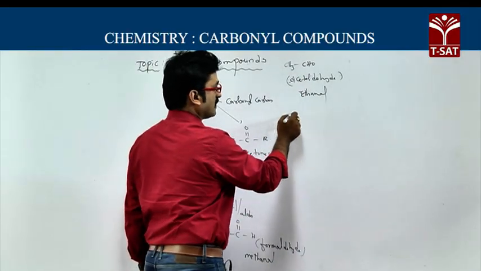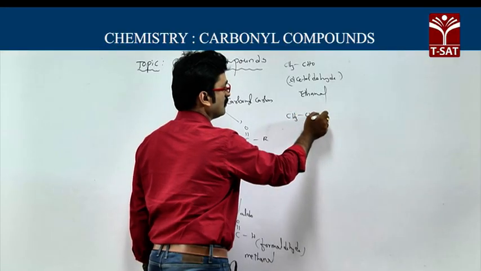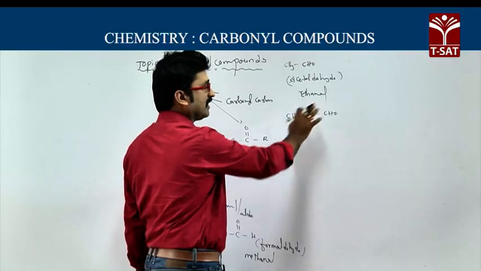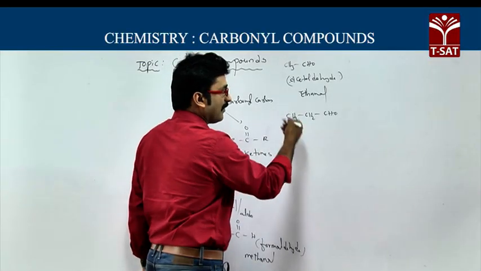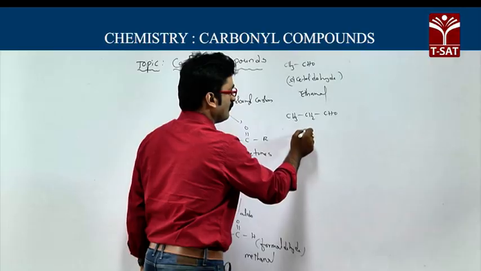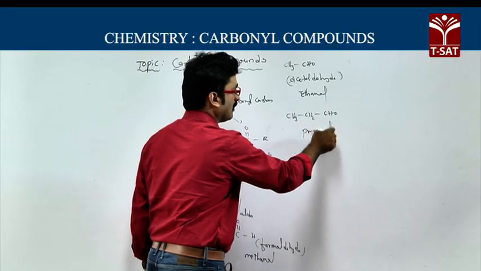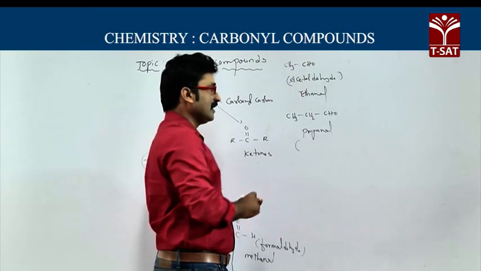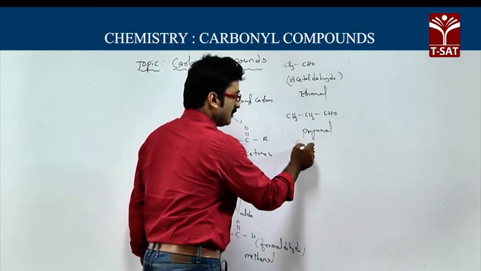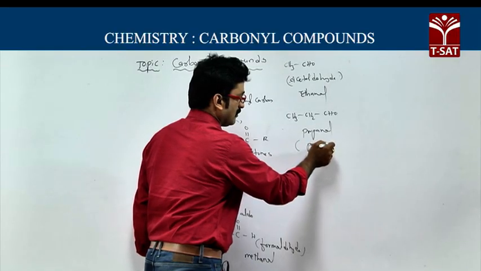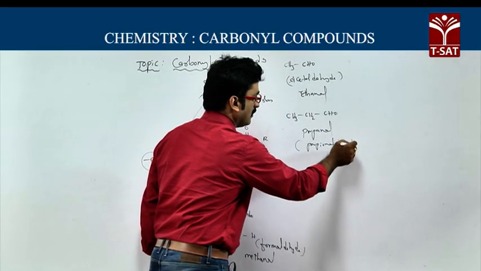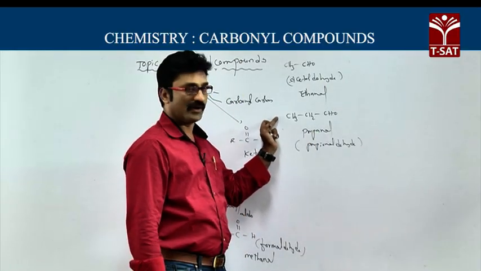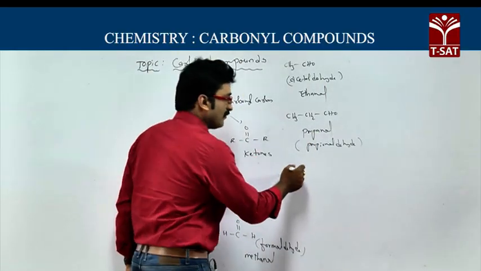Now we will take one more example, CH3CH2CHO. Here you see three carbons are there, without any side chain. So the IUPAC name of this compound is propanal. Propanal is the IUPAC name of this compound, and its common name is propionaldehyde. Propionaldehyde is the common name of propanal. Now we will take a few more examples.